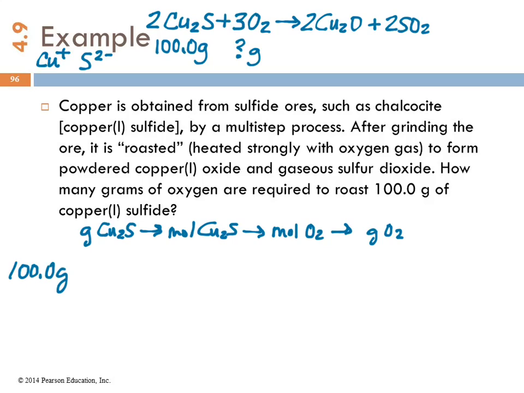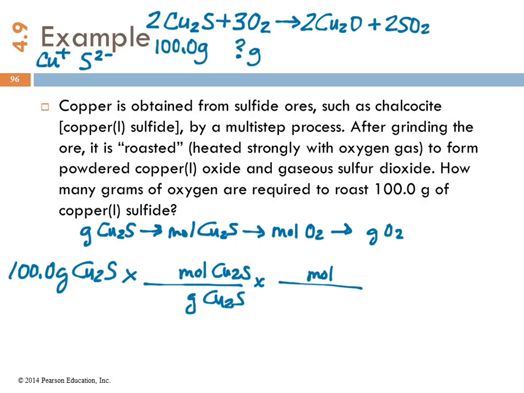100 grams of Cu2S. We're going to have 3 factors in here. We're going to have moles of Cu2S divided by grams of Cu2S. And then we've got moles of oxygen, and that's going to be divided by moles of Cu2S. Because we're putting these in pairs like this so they cancel out. That's the whole big idea here. And then at the end, we've got grams of O2 per mole of O2. And those guys cancel out.